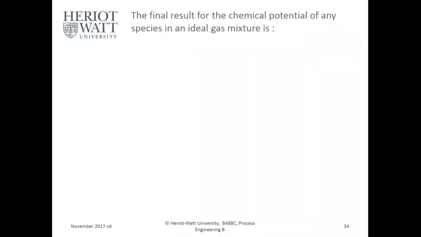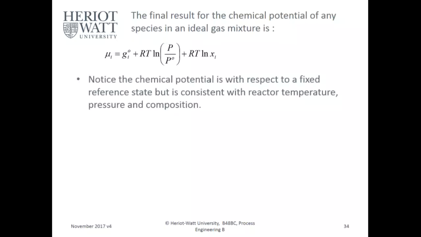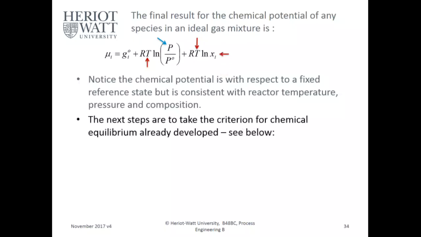The final result for the chemical potential of any species in an ideal gas mixture is mu I equals GI plus RT log of P over P0 plus RT log of XI. Notice the chemical potential is with respect to a fixed reference state, but is consistent with the reactor temperature, pressure and composition. So it's at that specific temperature, specific pressure, and a specific chemical composition.